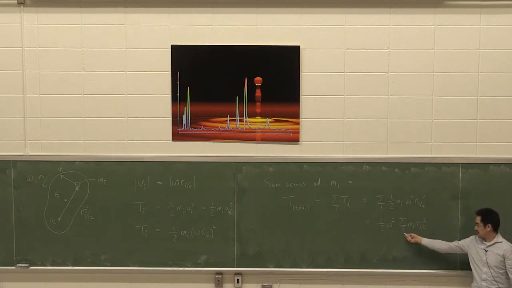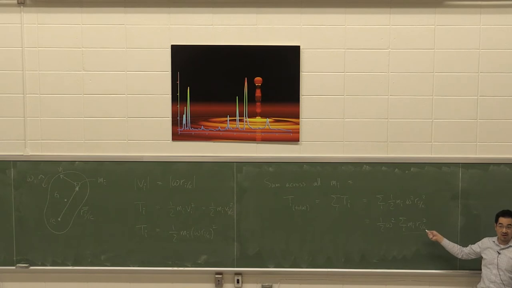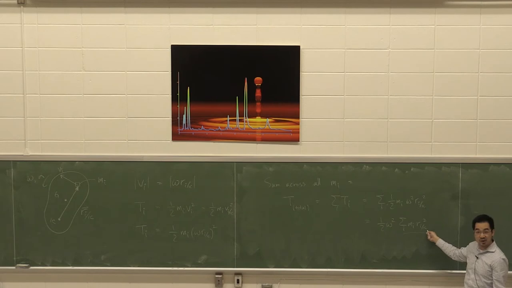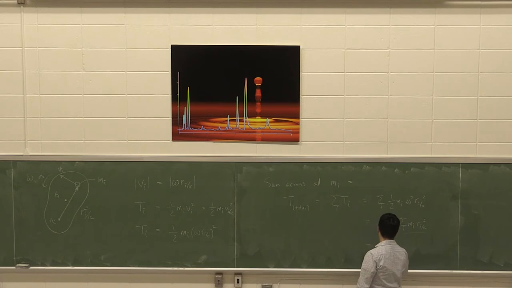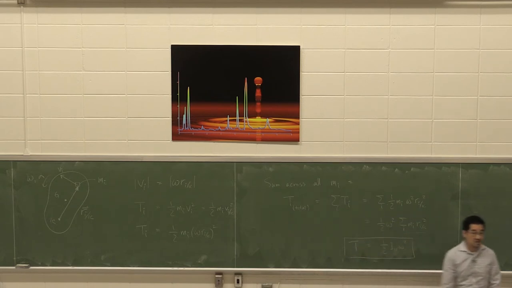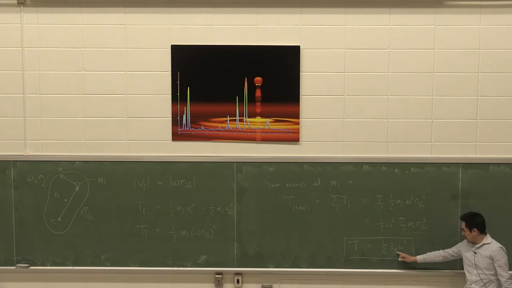Does anyone recognize this? M times an R squared. That's our mass moment of inertia. But it's mass moment of inertia around a very specific point, the IC. So it's 1/2 I_IC omega squared. That's the one little twist here. If you're going to calculate kinetic energy of a rigid body, the equation turns out to be 1/2 mass moment of inertia around IC times omega squared, assuming you know omega.